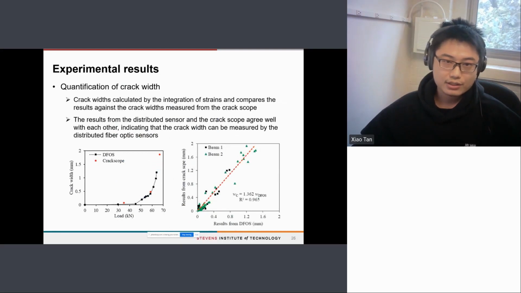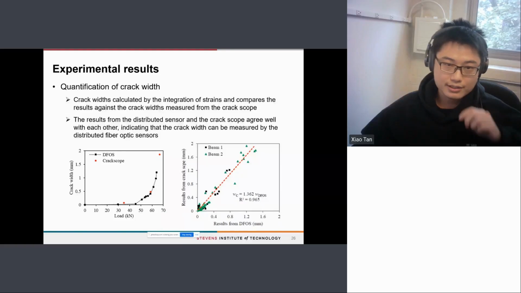In this study, the crack width is calculated by the integration of the strain corresponding to each peak in the concrete, and compared against the crack width measured from the crack scope. The results from the distributed sensors and the crack scope agree very well with each other, indicating that the crack width can be measured by the distributed fiber optic sensors.